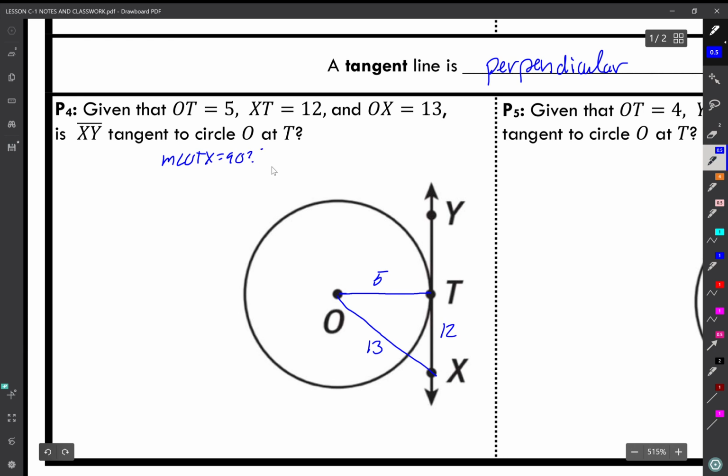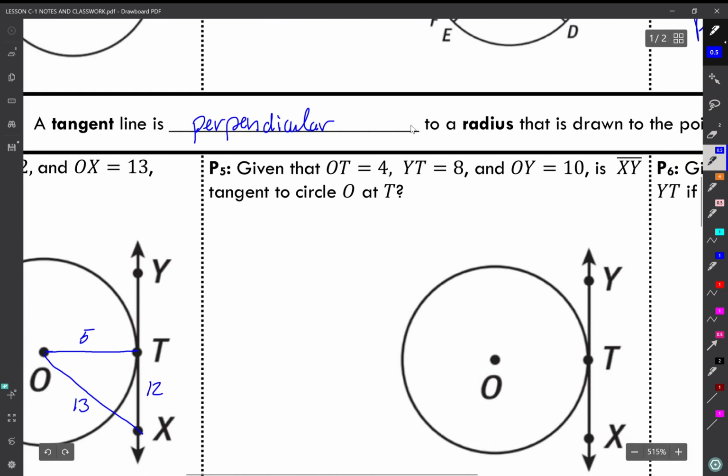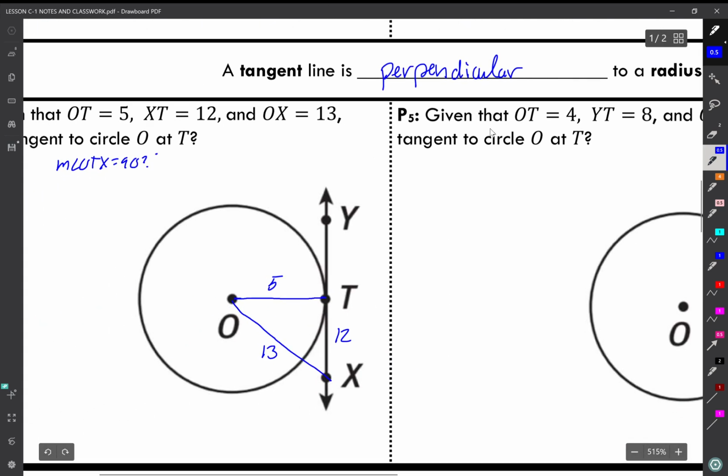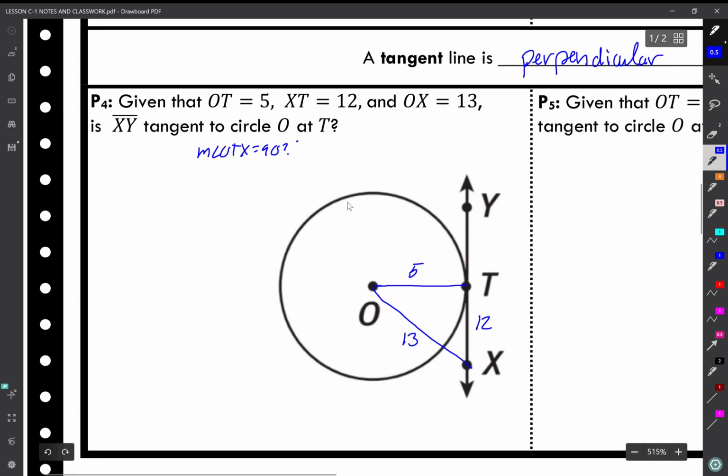All right. So we want to know if that's a right angle. If it is, then they are perpendicular, meaning that XY would be tangent to circle O at T, and that's due to the fact that a tangent line has to be perpendicular to a radius. If it's not, it's not a tangent line. So right here, I have a possible right triangle, with these as my possible legs, and this as my possible hypotenuse.